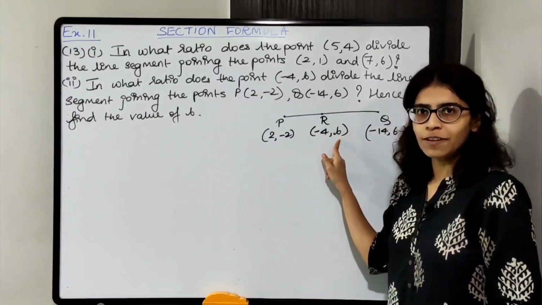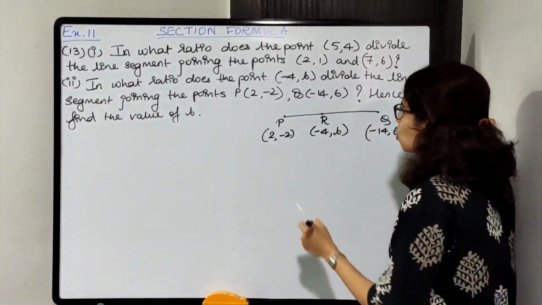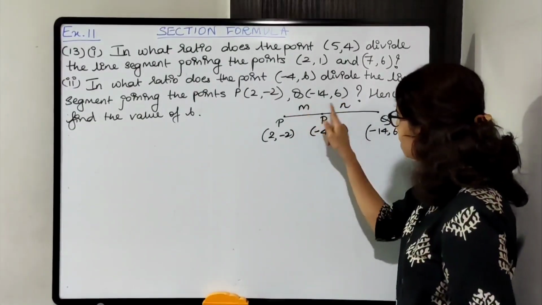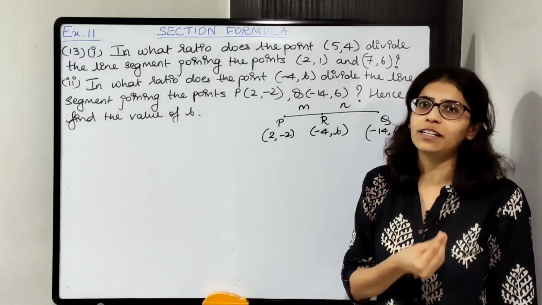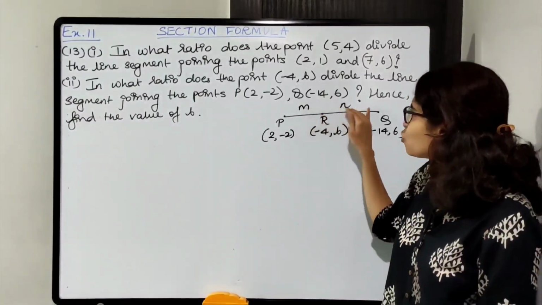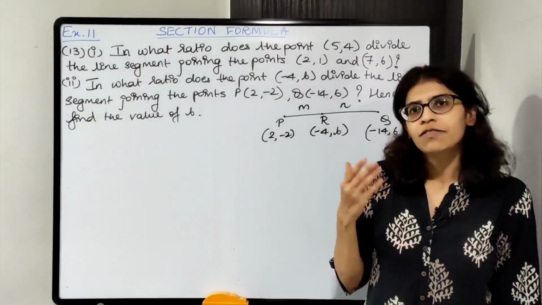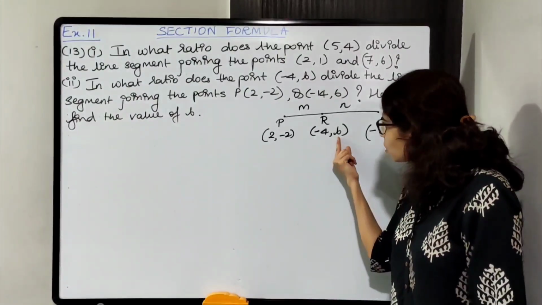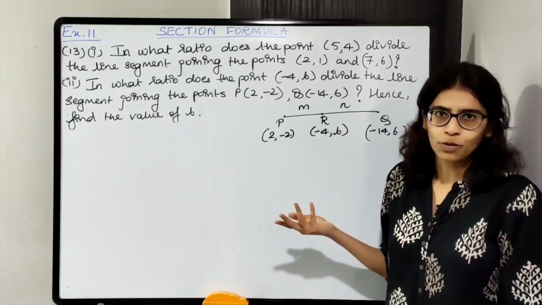B is unknown, B find out करना है. And also ये जो दो parts है उसका ratio find out करना है. M is to N you have to find out. So ratio find out करने के लिए we'll apply section formula. Even to find the coordinates of this we'll apply section formula.